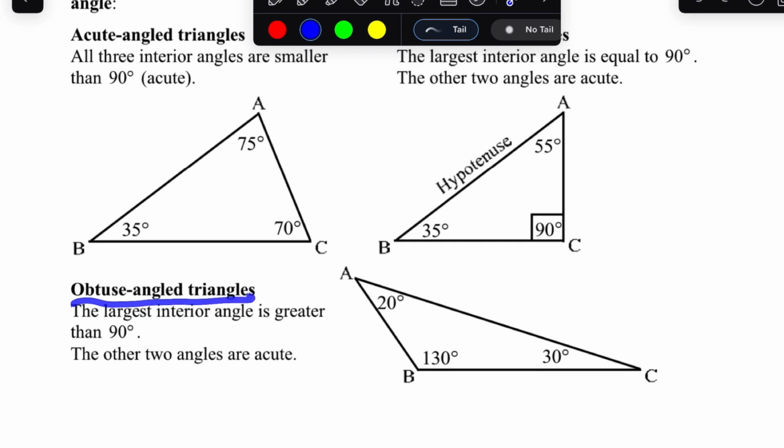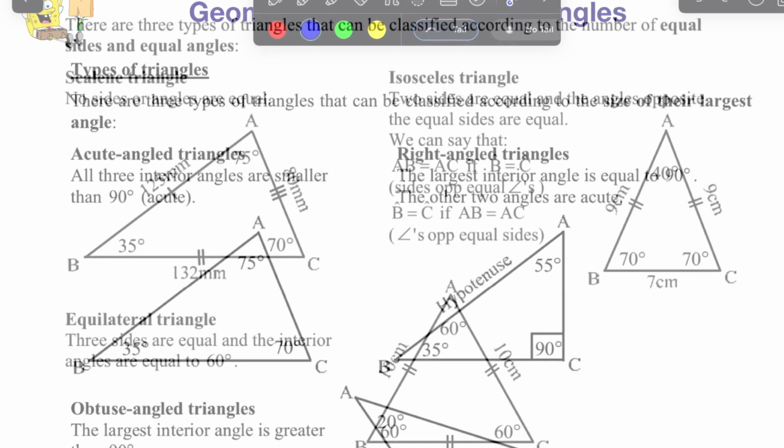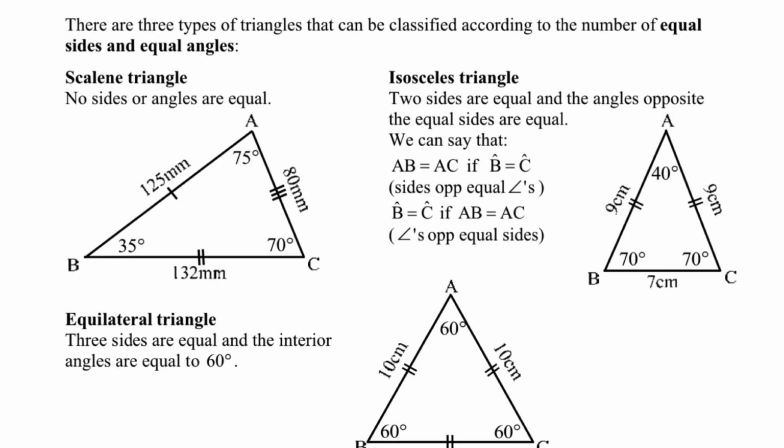Now let's look at another one. It's an obtuse angle triangle. We'll also classify it according to its largest angle. We look at the interior angles here. This one is 20, 30 and 130. So the largest here is 130, and 130 is greater than 90, and the others are smaller than 90. So we classify it according to this bigger one. Since it's bigger than 90, we call it an obtuse angled triangle.